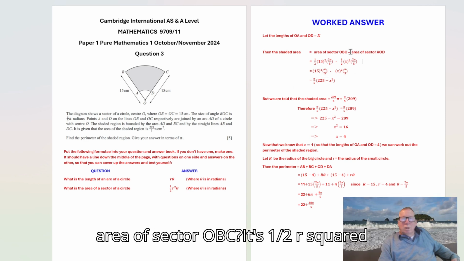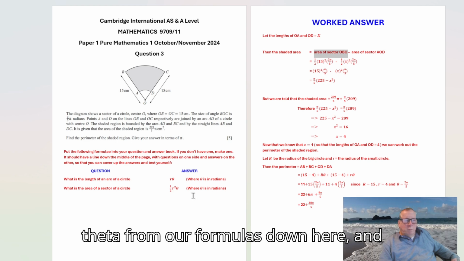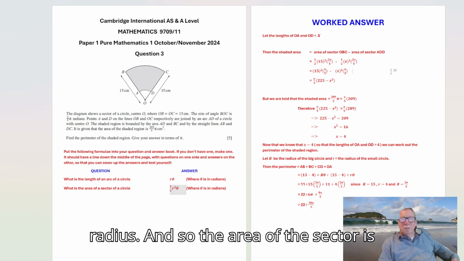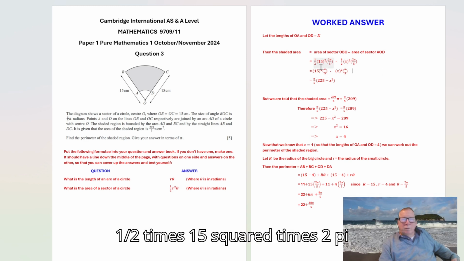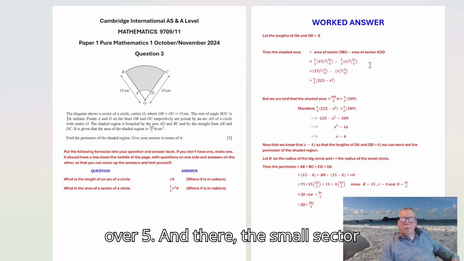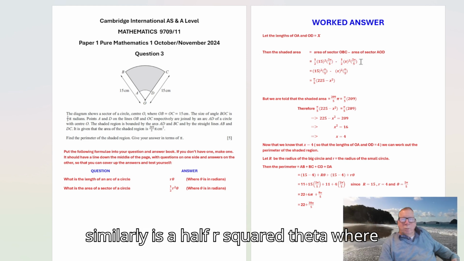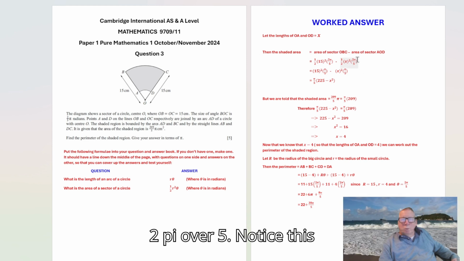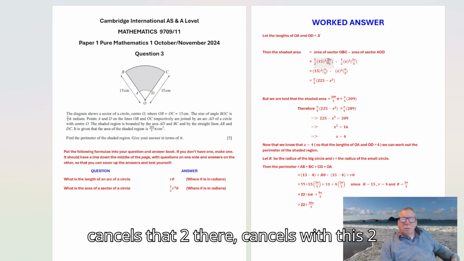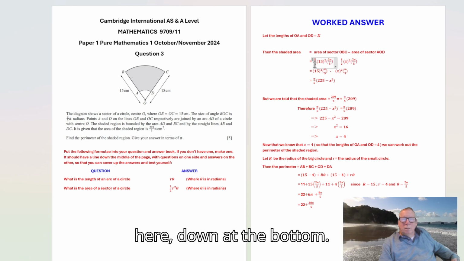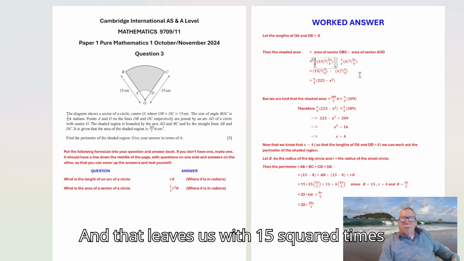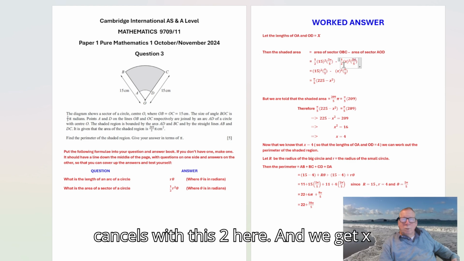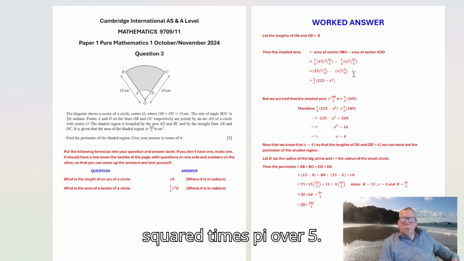So what's the area of sector OBC? It's a half r squared theta from our formulas down here, and r in this case is 15, it's the large radius, and so the area of the sector is a half times 15 squared times 2 pi over 5. And the area of the small sector similarly is a half r squared theta, where r equals little x, and theta is still 2 pi over 5. Notice this 2 cancels with this 2 here, down the bottom. And that leaves us with 15 squared times pi over 5. Similarly here, this 2 cancels with this 2 here, and we get x squared times pi over 5.